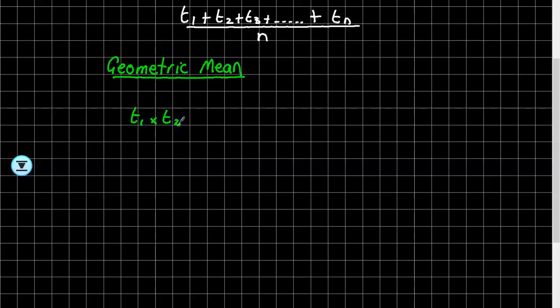So our geometric mean is the first term times the second term, because now we're talking about geometric and there's a common ratio. So when we times them together, if we've got 2 terms, we then take the square root. If we have 3 terms, then we take the cube root. And who can predict what I'm going to do next? T1 times T2 times T3 times all the way up to Tn, and we would then take the nth root.